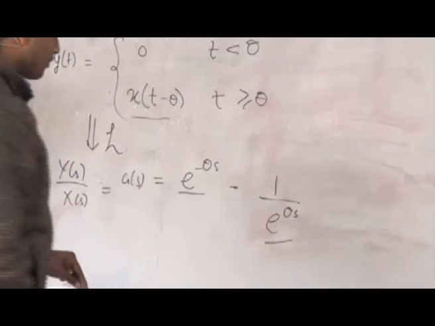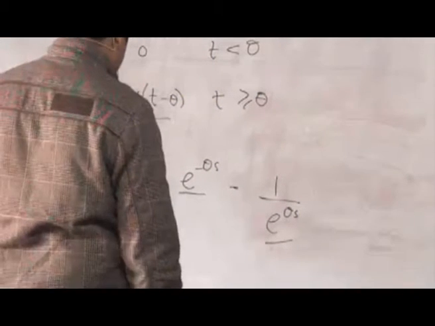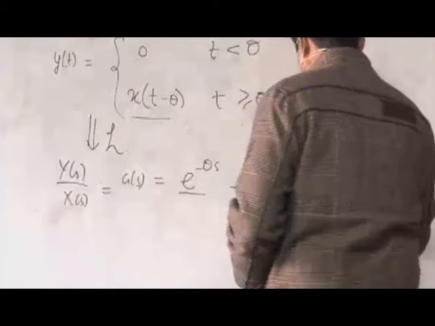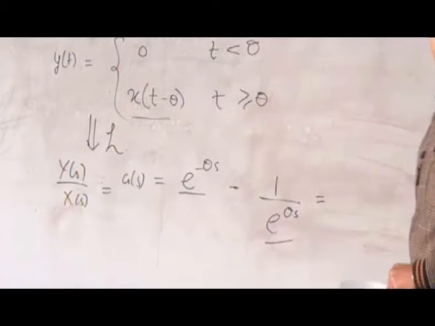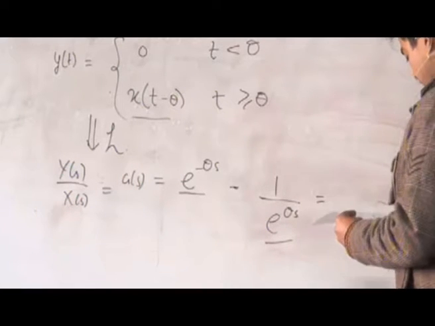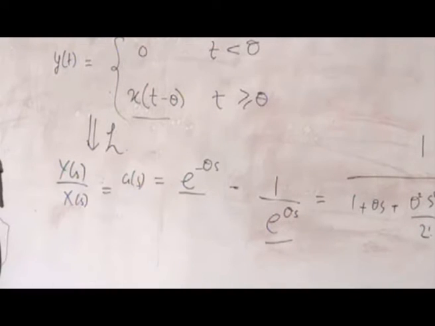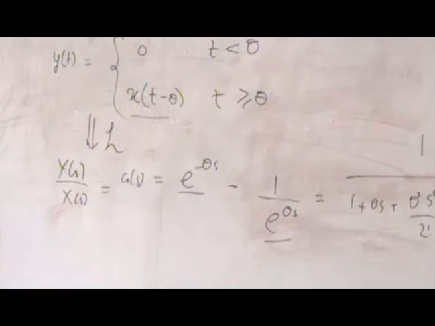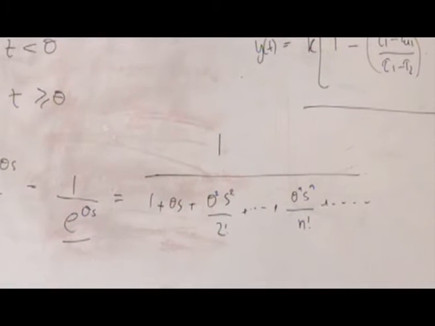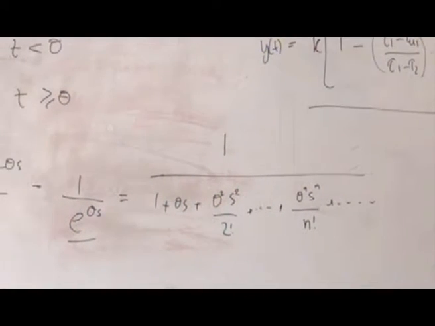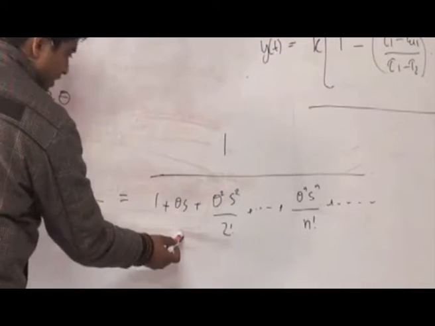So what we'll do is take the Taylor series expansion of this e to the power theta s, and this will give me a series which is infinite, of course. So what you will observe is that it is an infinite order system, which will have infinite poles.